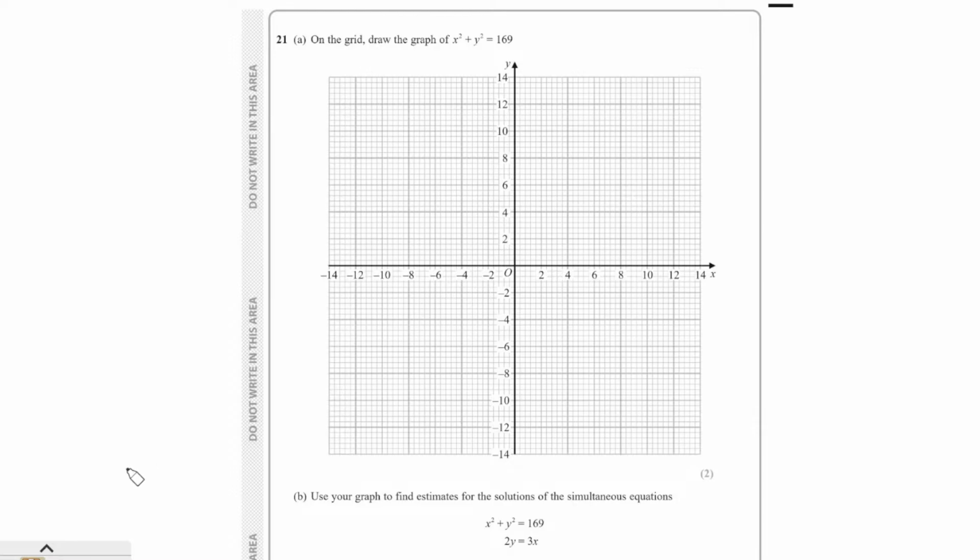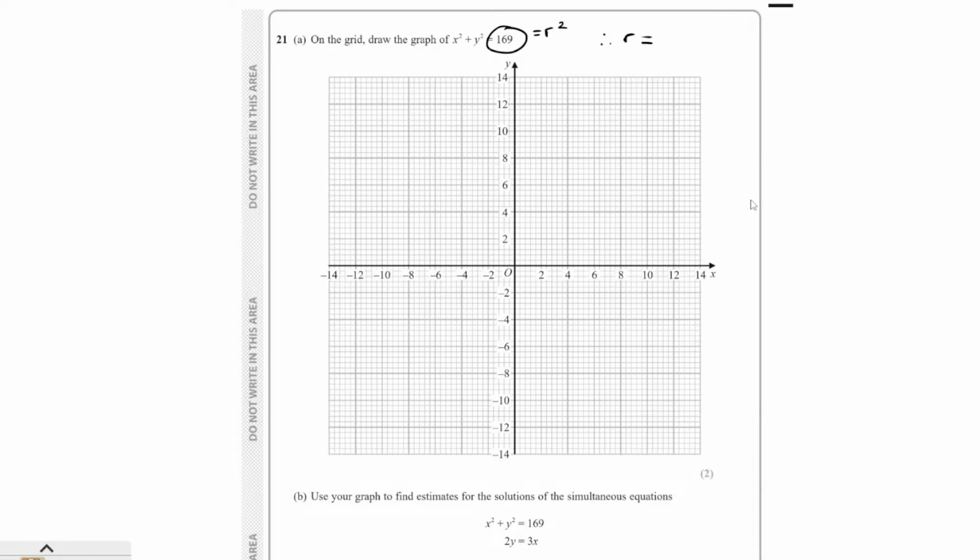Okay, question 21a. On the grid, draw the graph of x squared plus y squared is 169. You should recognize that as a circle graph, but also what number we need. Well, this is equal to the radius squared, isn't it? So therefore, the radius is the square root of 169.